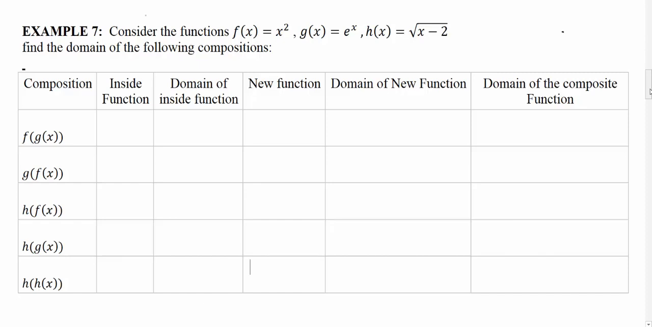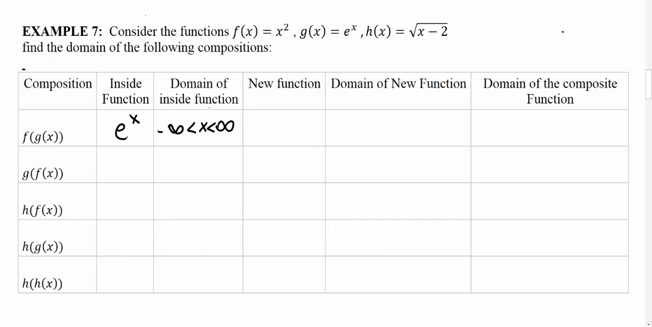So our first step is to write down what the inside function is. In this case, it's g of x, which gives us the function e to the x. So we think about what the domain of this inside function would be. E to the x has a domain of all real numbers. We can plug in anything we want into e to the x without any problems. So we'll say that x has to be between negative infinity and infinity. Again, we don't use the equal sign with the infinities. So our domain is everything.